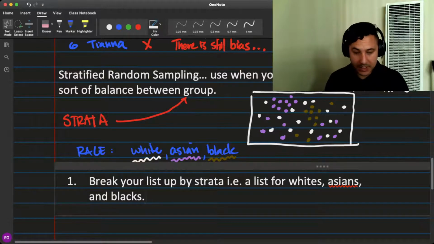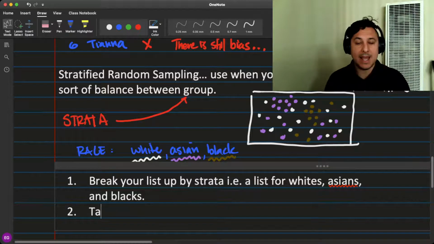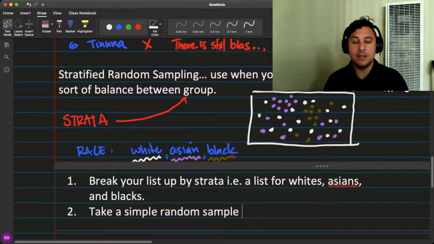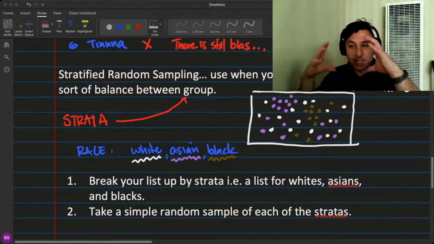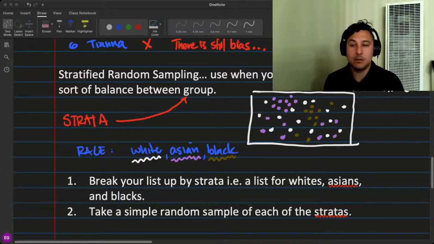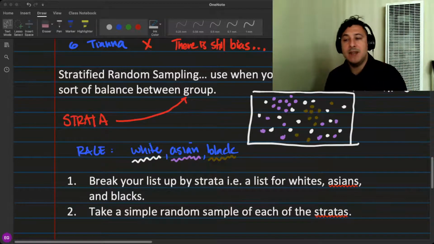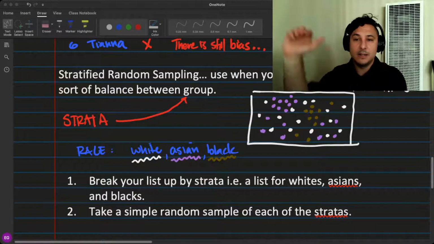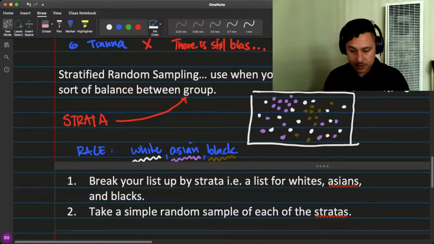And then what you would do is you would take a simple random sample of each of the strata. The strata are your separate lists by strata. So does it make sense? Your list of white people would be called the white stratum. Your list of Asian people would be called the Asian stratum. And you would take some fixed percentage.